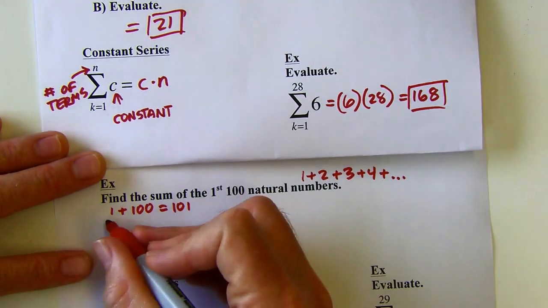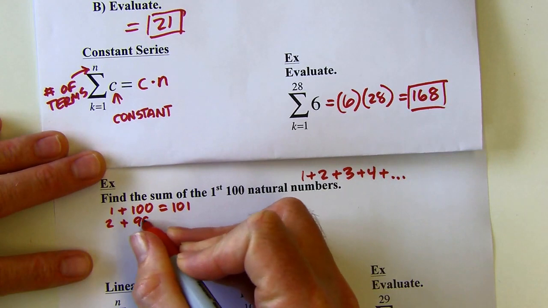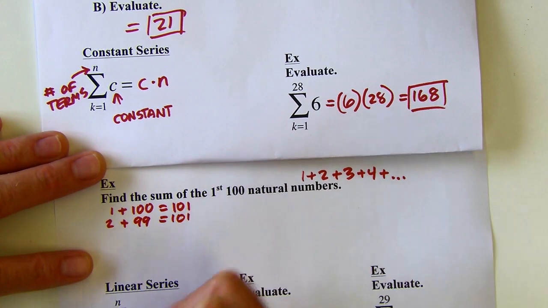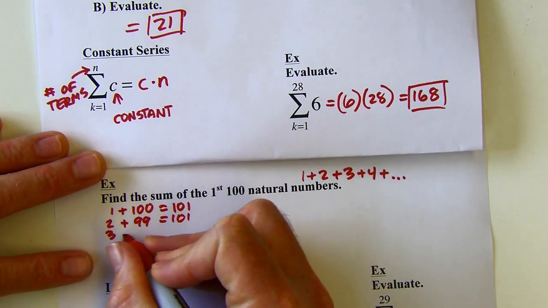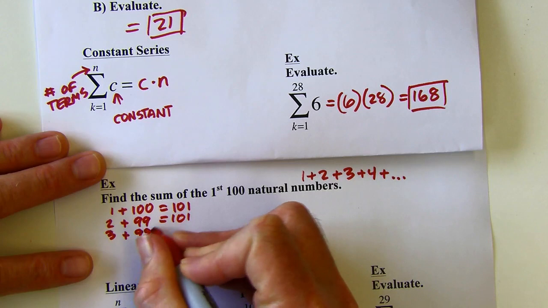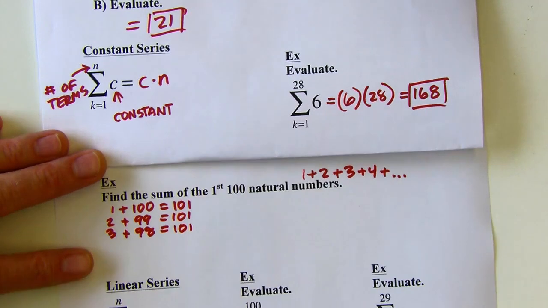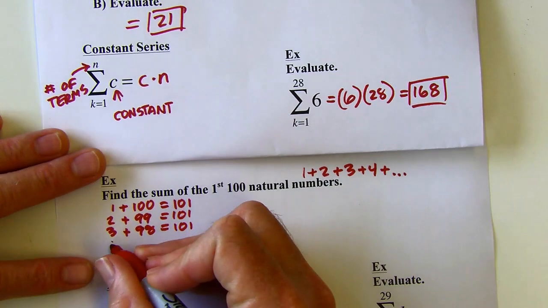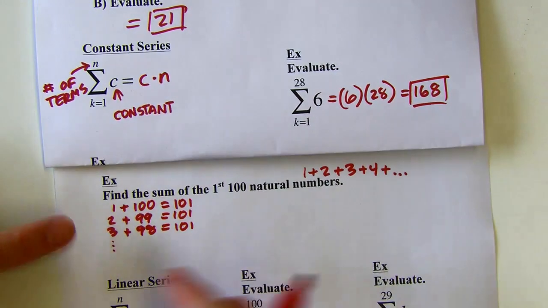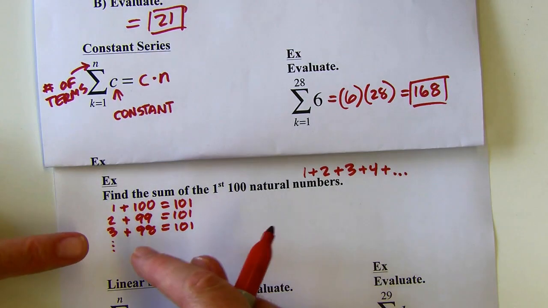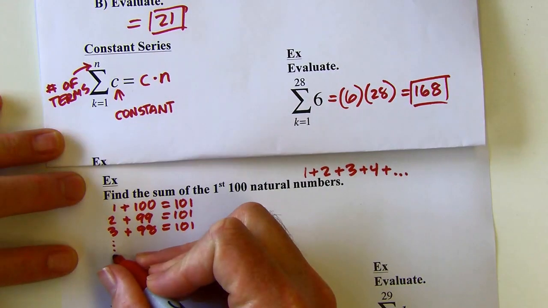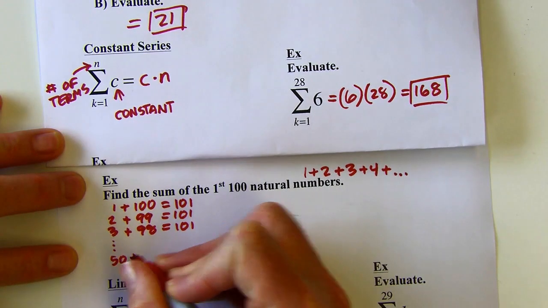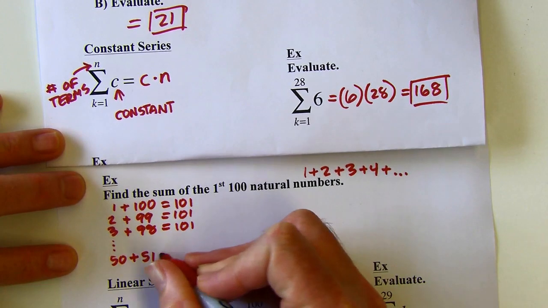And then if you take the second smallest and the second largest, add them, you're going to get 101 again. And then the third smallest and the third largest gives you 101. So it keeps getting those sums of 101. And if you keep doing this, you're working to the middle of the sequence, the last pair that you'd get to would be 50 plus 51, okay?